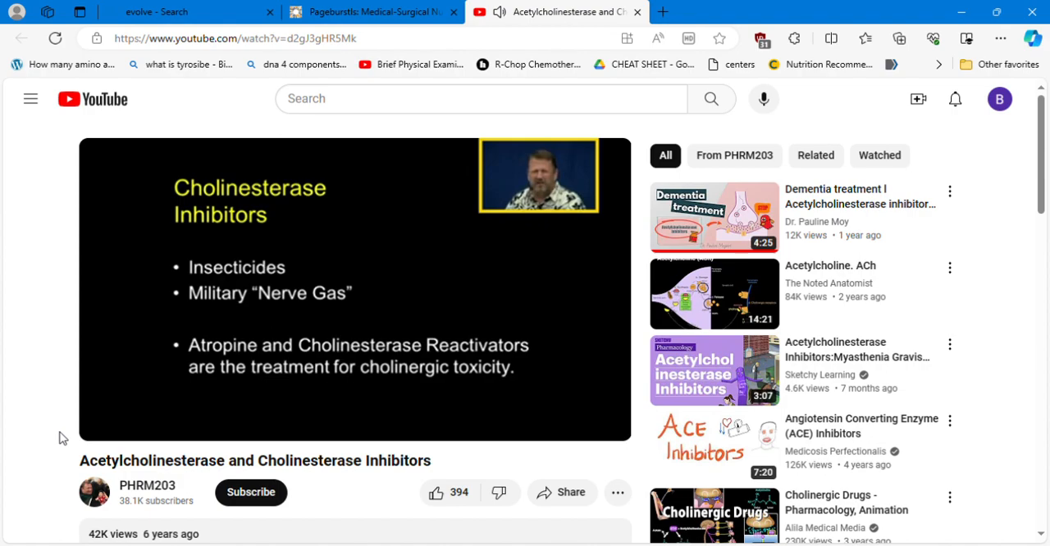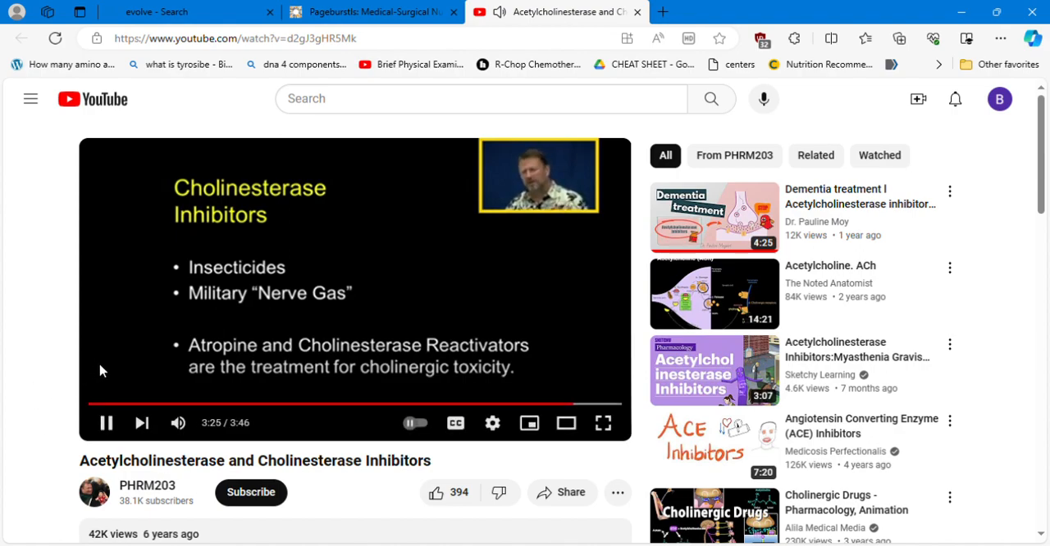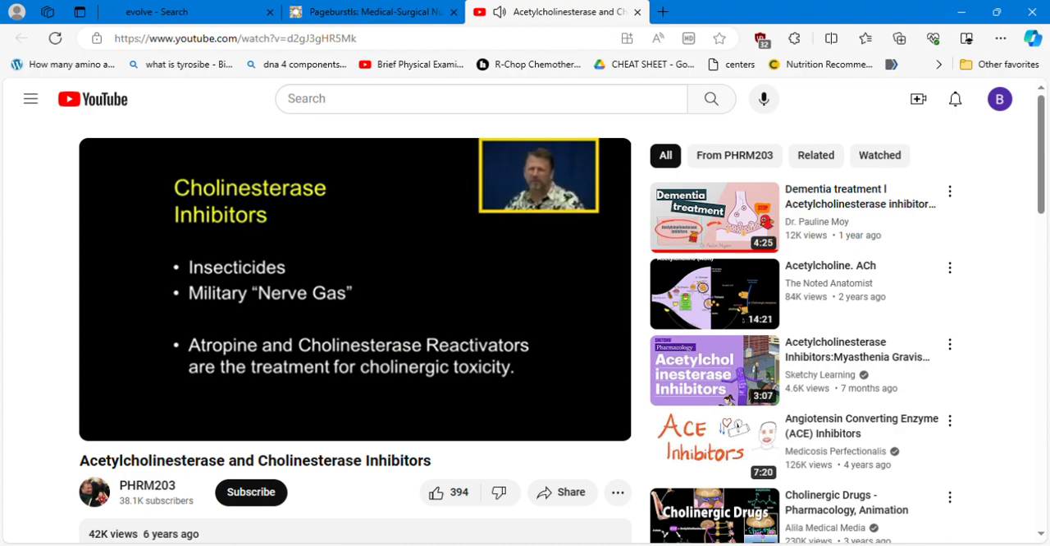Insecticides are cholinesterase inhibitors, usually irreversible cholinesterase inhibitors. Military nerve gas is a cholinesterase inhibitor. And so military men and women who are at risk for being exposed to nerve gas carry atropine and cholinesterase reactivators in a syringe in the treatment of cholinergic toxicity in the case of military nerve gas. People who work around insecticides, sometimes somebody will be exposed to an enormous amount of insecticide. Those are cholinesterase inhibitors, and we'll give them atropine and cholinesterase reactivators to treat them for the cholinergic toxicity.